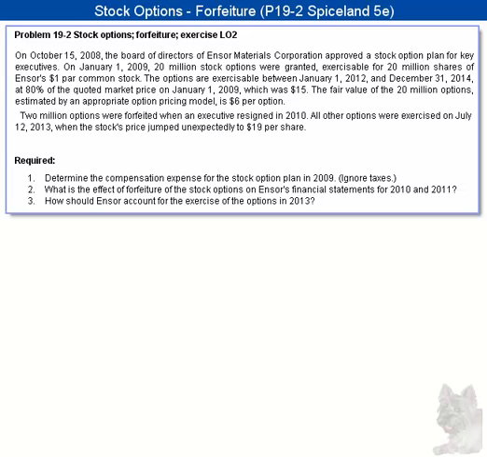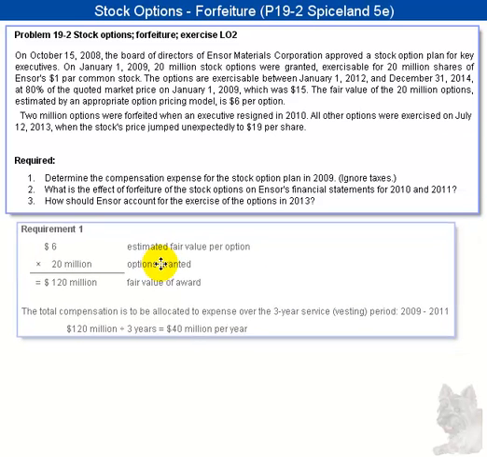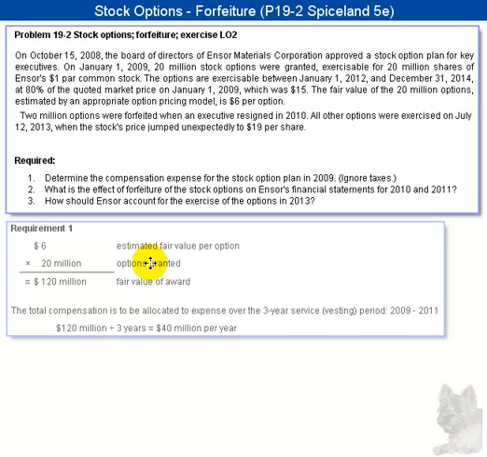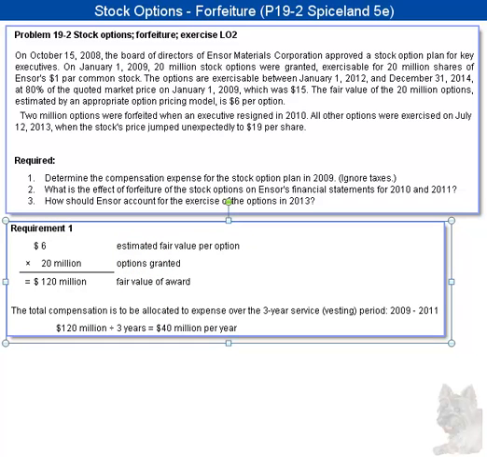Alright, the first requirement says determine the compensation expense for the stock option plan in 2009, and we're to ignore taxes. Let me show you the calculation we'd need to make there. We need to take the $6 estimated fair value per option, times the 20 million options granted, and we come up with 120 million as the fair value of the award.